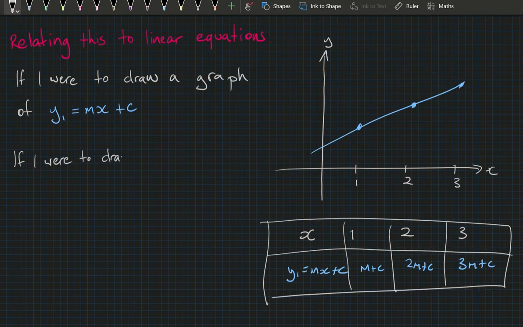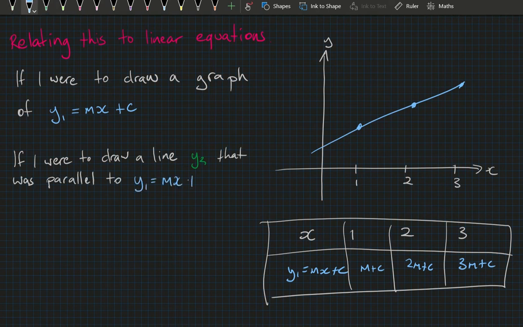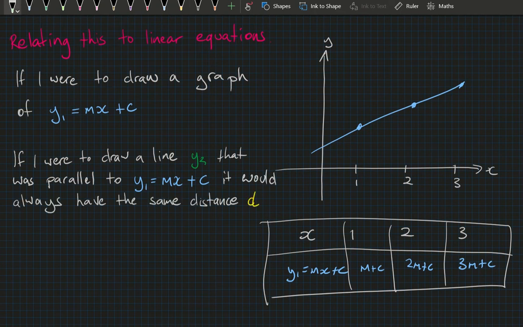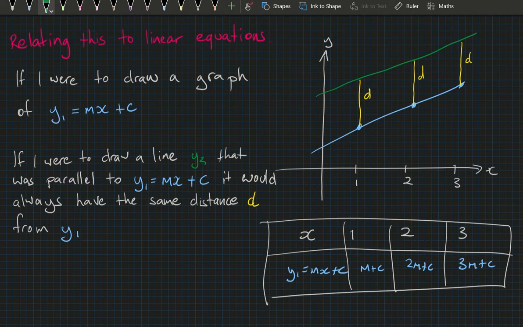And now let's think about if I was to draw a line y2 that was parallel to y1 equals mx plus c. From our understanding of parallel lines, we would know that it's always going to have the same distance d from y1. If I was to draw that distance d from the points where x is equal to 1, 2, and 3, and then draw the line y2 that goes through each one of those points, it should be clear that these two lines have the same gradient, but let's just make a table to be sure. So for x values 1, 2, and 3, y2 at x equals 1 is going to equal what y1 does plus d.